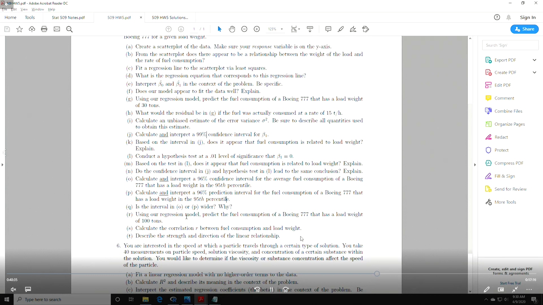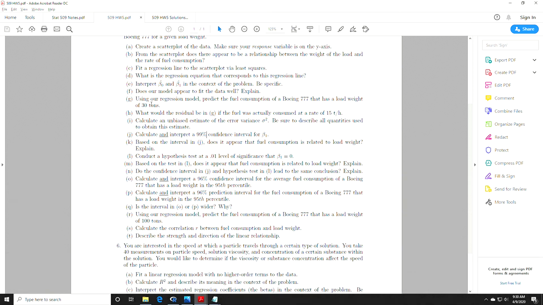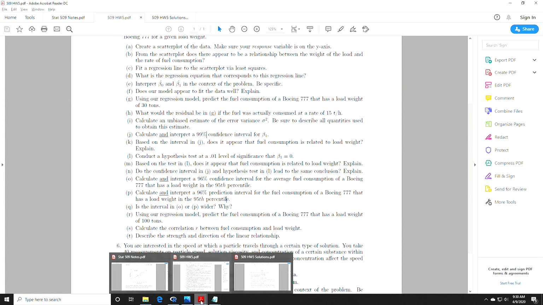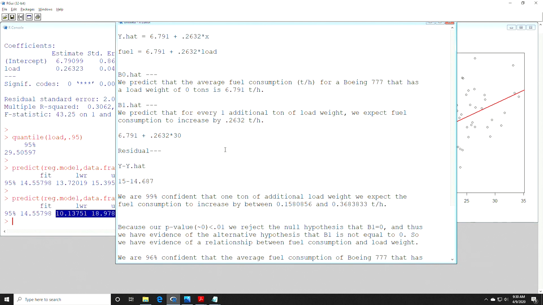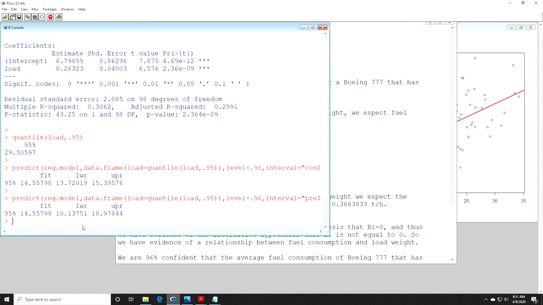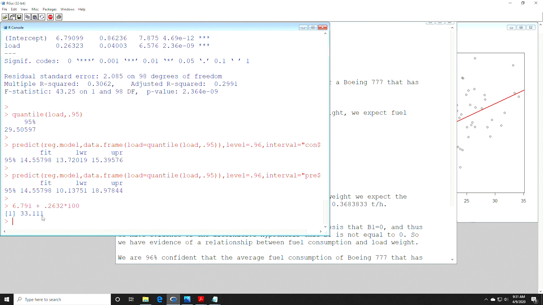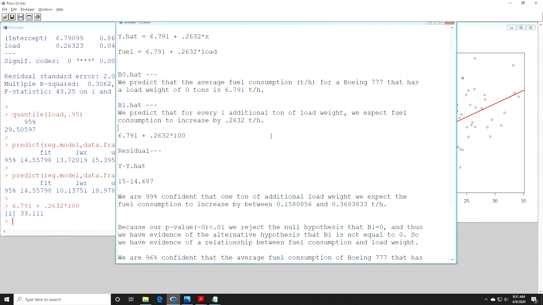All right, so we are now on to R. Using our regression model, predict the fuel consumption of a Boeing 777 that has a load weight of 100 tons. That looks just like one of the previous problems, right? We already predicted the fuel consumption for a plane that has a load weight of 30, right? So same thing, we just plug in 100 for X, and this time we get a fuel consumption of 33. So kind of a redundant problem, or is it?